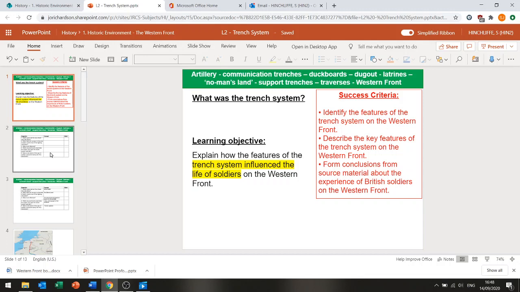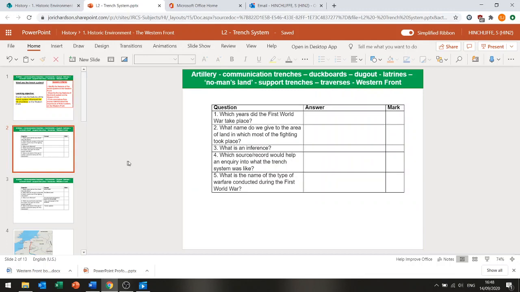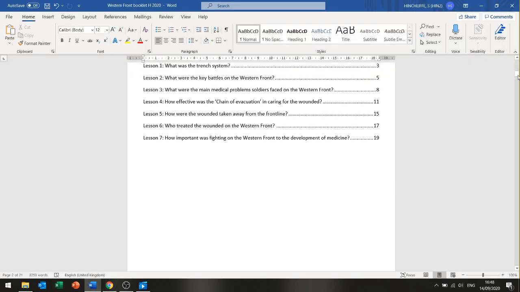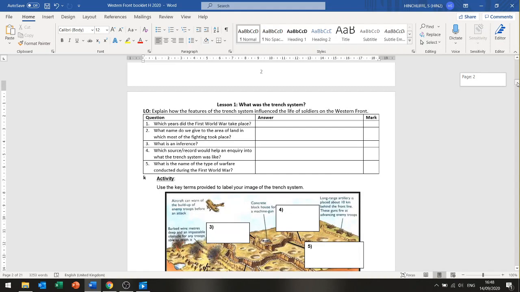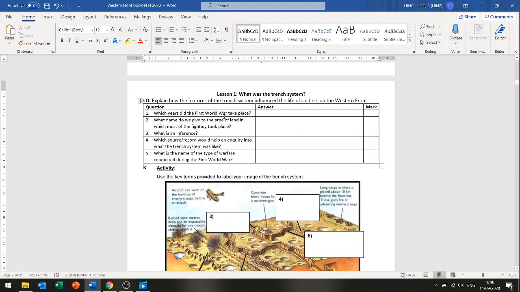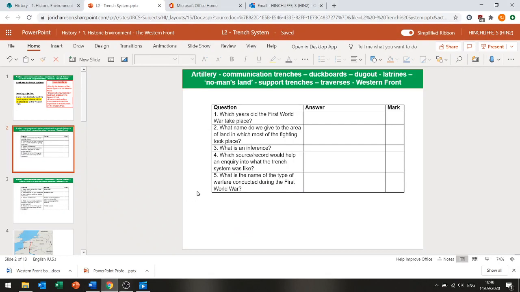To start you off, what I'd like you to do, and this is in the booklet, is have a go at answering these 5 questions. Some are general knowledge on the First World War. Other questions are general historical questions, in particular question 3 and question 4. You can do these in the booklet, so go to the top of page 3 and have a go. Once you've done that, pause the video, and then we'll quickly look through the answers.